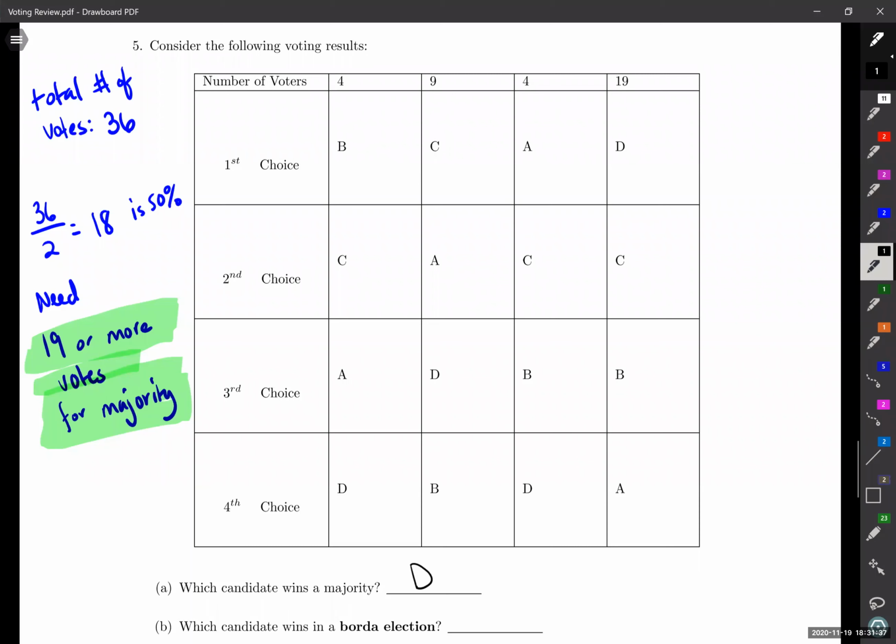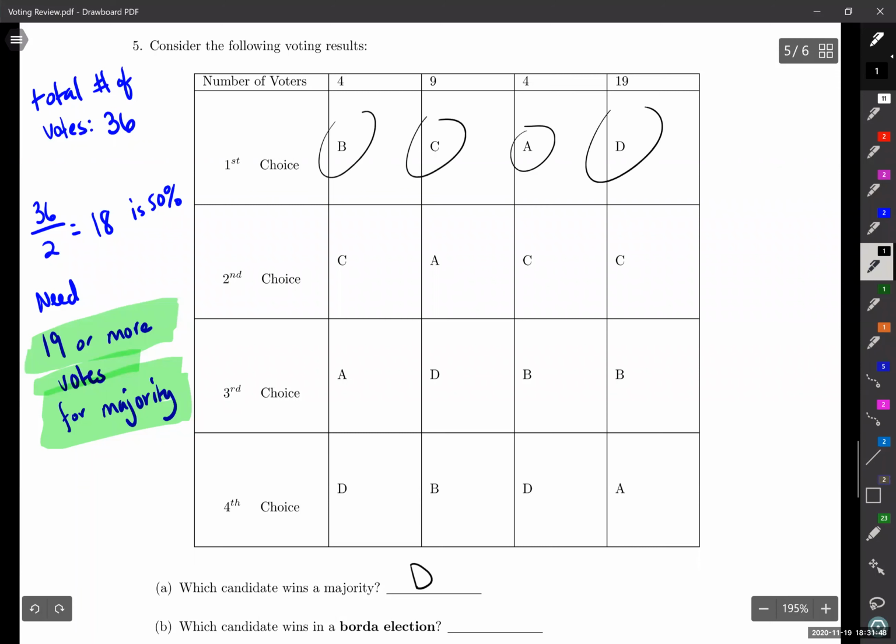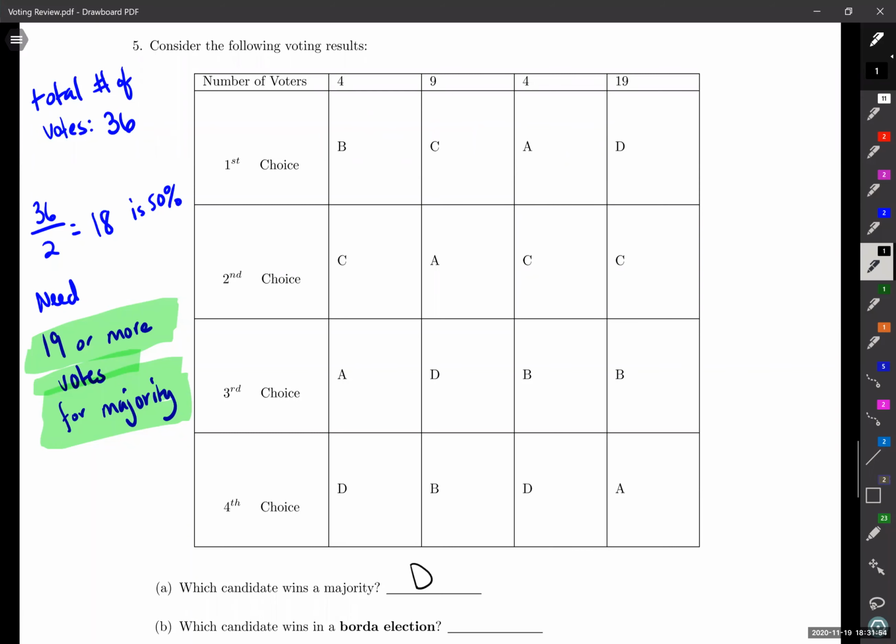Remember, a Borda election has to do with points that are dependent on how many candidates you have. Would y'all agree, looking through the table, that we only have options A, B, C, or D? Okay, so there are 4 options available. So think about how many points would go to the first candidate in a Borda election.